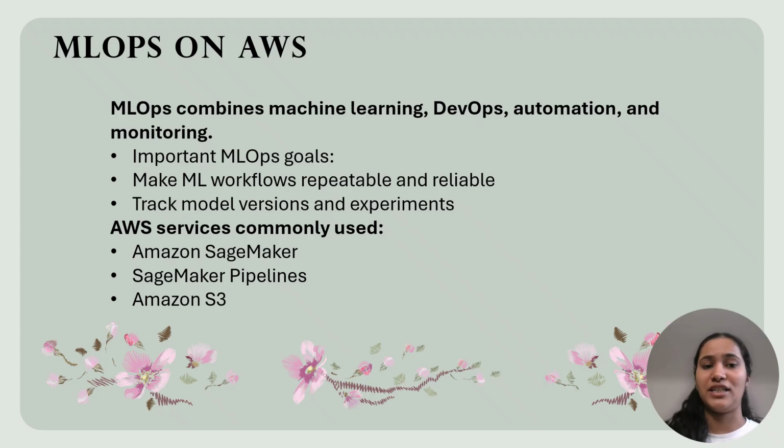It also helps teams track experiments and model versions so they know which model was trained, what data was used, and how well it performed. This is important when comparing models or rolling back to the older version. After deployment, MLOps focuses on monitoring the model. Teams watch for changes in model performance, errors, and data drift, which happens when new data becomes different from the data the model was trained on.